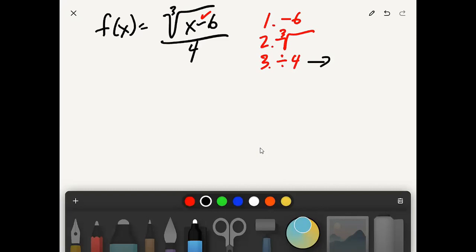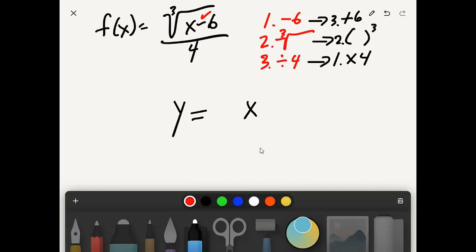The inverse of dividing by 4 is multiplying by 4. The inverse of taking the cube root is raising it to the third power. And the inverse of subtracting 6 obviously is adding 6. We're going to do this one first, this one second, and this one third, and that should give us our inverse. So let's go through it.